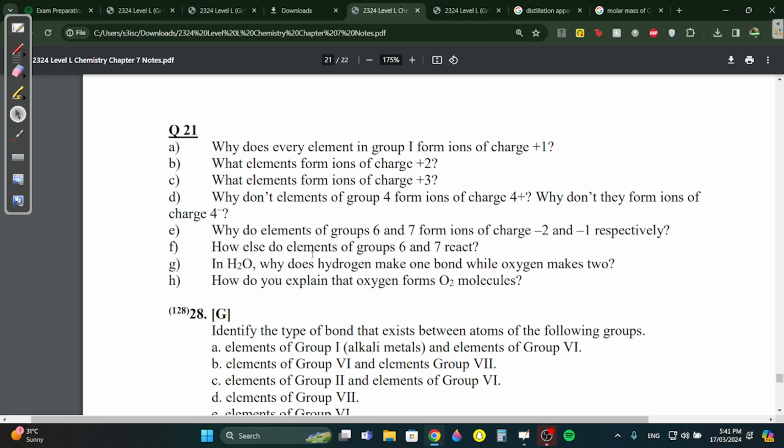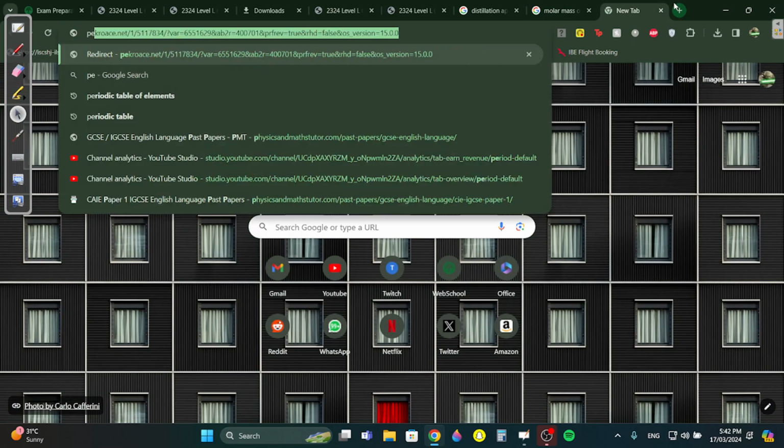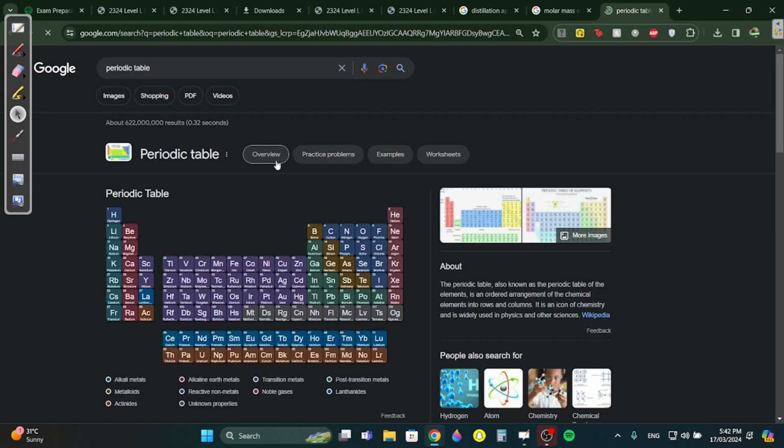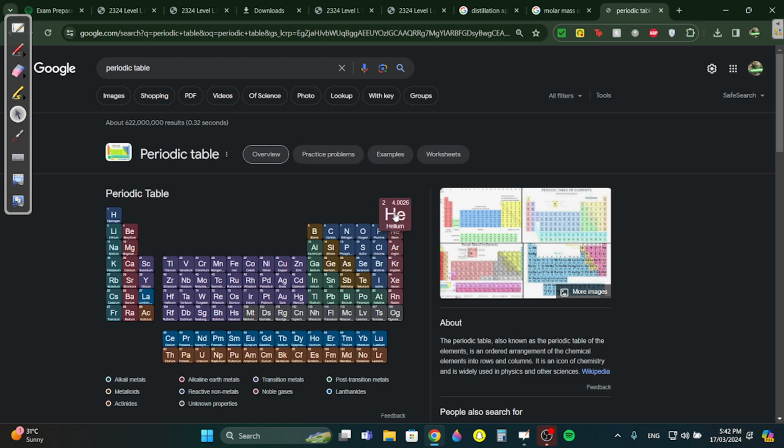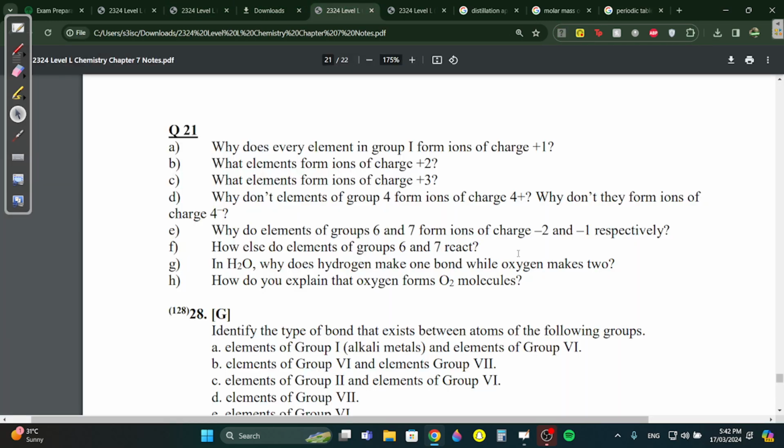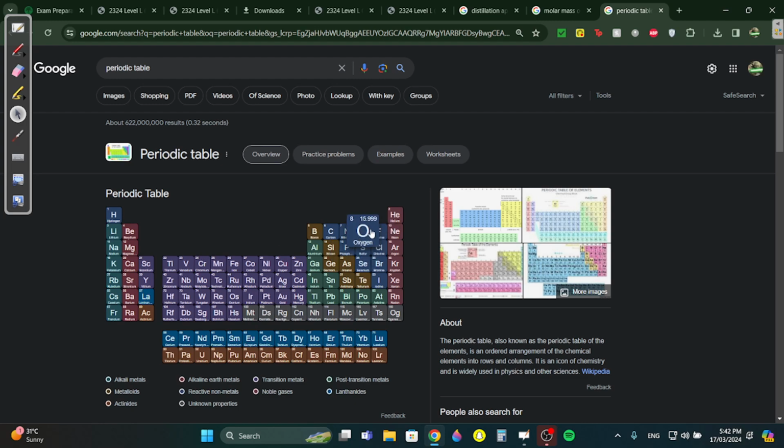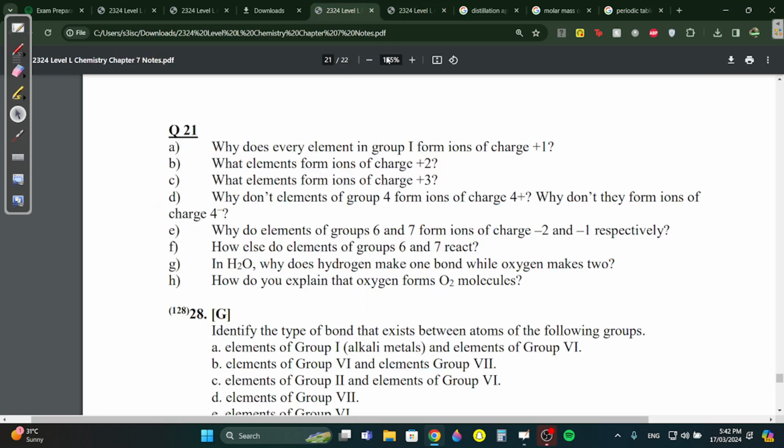I don't know this. In H2O, why does hydrogen make one bond while oxygen makes two? Hydrogen makes one bond because it only needs one electron to become like, it was helium, I think, or neon. The one neighboring hydrogen in the periodic table was helium, right? It only needs one electron to become like helium. But oxygen needs two to become like neon.